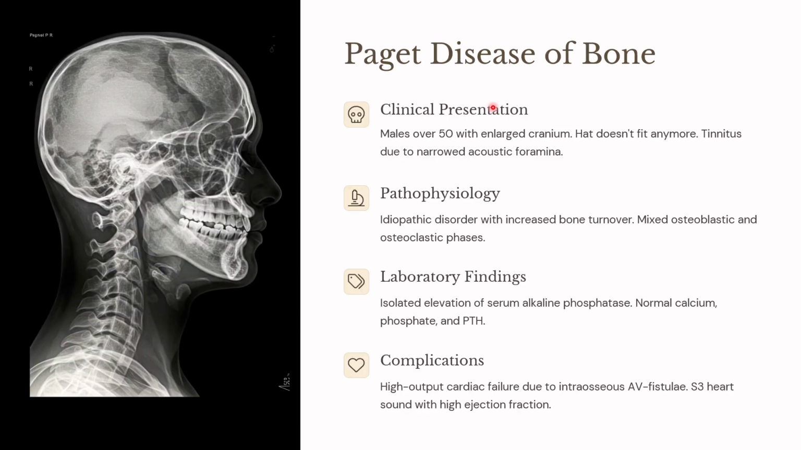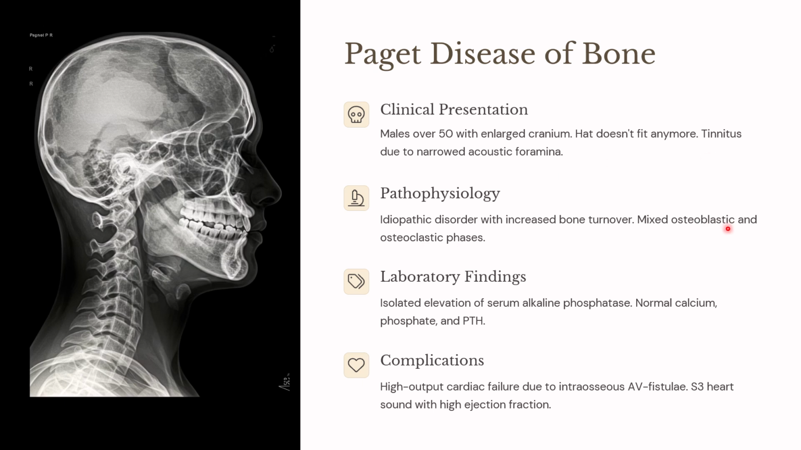What about Paget's disease? In Paget's disease, there is abnormal turnover. That is, there are mixed osteoblastic and osteoclastic phases, resulting in increased bone turnover. So, how does this present? Because of increased bone turnover, it will present in males over age 50 with an enlarged cranium. The hat doesn't fit anymore. This is how it will present. And there will also be narrow acoustic foramina because of abnormal osteoclastic and osteoblastic activity, therefore resulting in tinnitus.